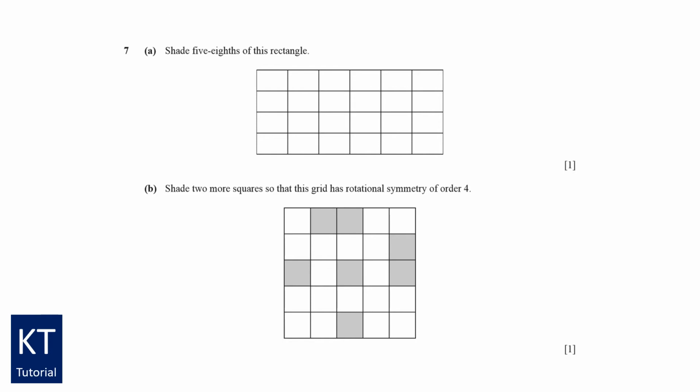Question 7a. Shade 5/8 of this rectangle. There are 24 rectangles altogether, with 5/8 being equivalent to 15 over 24. We should be shading 15 rectangles altogether. Next, shade 2 more squares so that this grid has a rotational symmetry of order 4. Here are the 2 squares needing to be shaded.